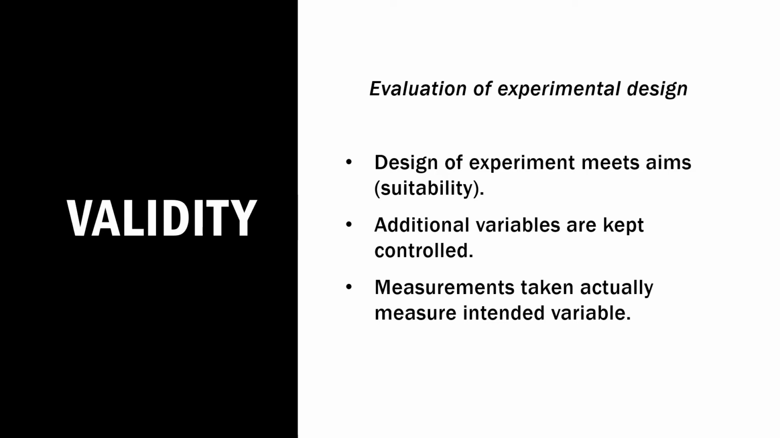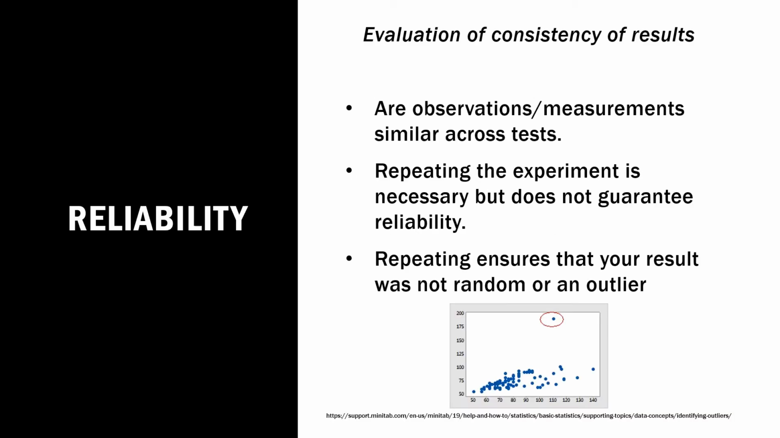Another way of evaluating validity is ensuring that our measurements that we take actually measure the variable that we intended to measure. So there's no point saying that we're going to measure a particular variable, but then found that when we were doing the experiment, the measurements that we took didn't actually measure what we intended.